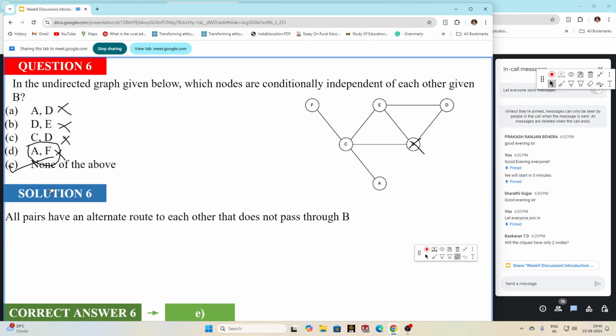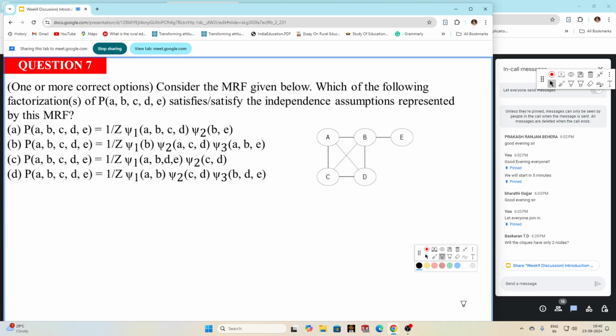So option E is the correct answer. Okay, no doubt, right? Yes. Okay, so question number 7, one or more correct options.